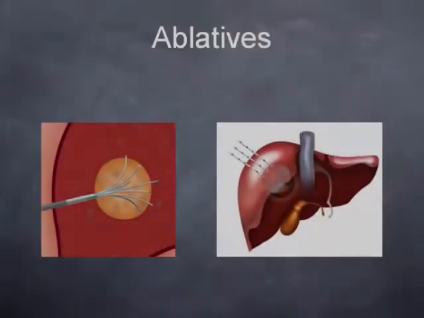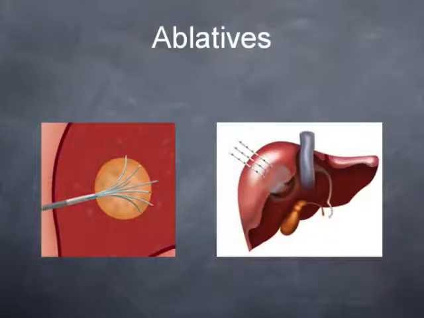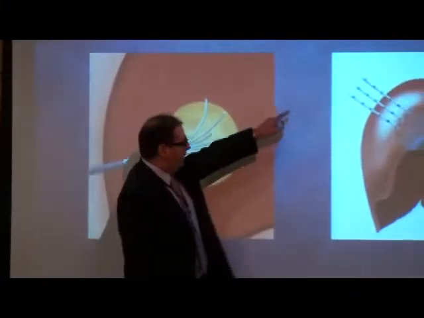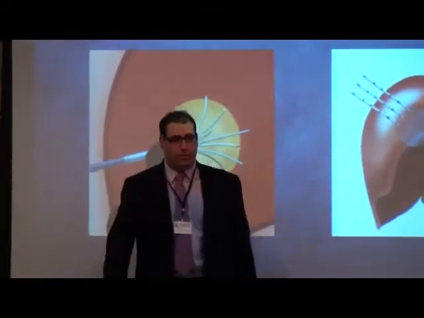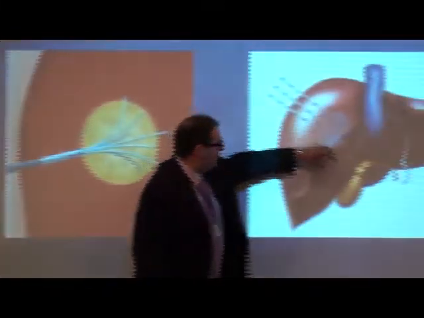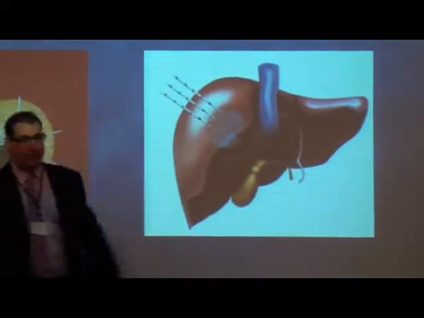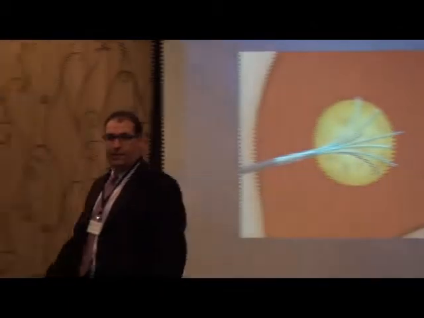And we do ablative therapies where we can find a tumor, we can guide a probe, and there are different types of probes. There are probes with multiple tines. We can insert multiple probes into one tumor. This is the liver. This is the tumor. We target the tumor using either CAT scan or ultrasound guidance, and we can ablate the tumors.